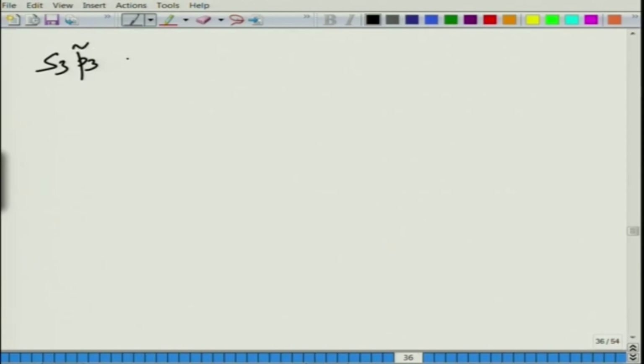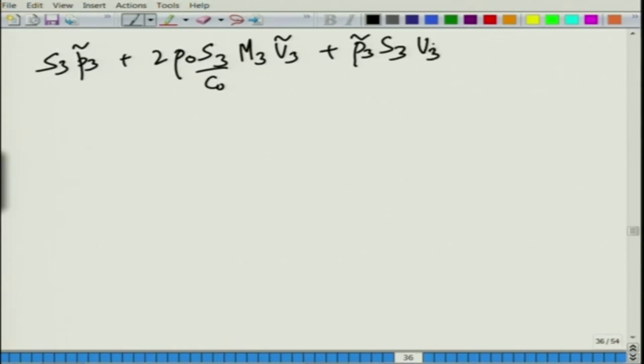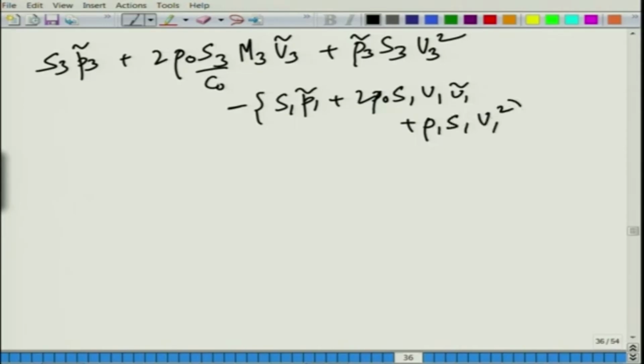So, S3 into P3 tilde plus 2 rho naught S3, and here you have your Mach number M3 and C naught here, and u3 tilde plus rho 3 tilde s3 u3 square minus term here, and s1 p1 tilde plus 2 rho naught s1 u1 tilde, rho 1 s1 u1 square plus s2 into p2, okay, is equal to 0.